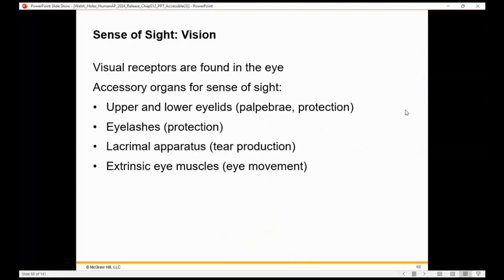Okay, and then let's talk about the sense of sight, or vision. The visual receptors are found in the eye. The accessory organs for the sense of sight are the upper and lower eyelids, or the palpebrae, for protection; the eyelashes for protection; the lacrimal apparatus for tear production; and extrinsic eye muscles for eye movement.